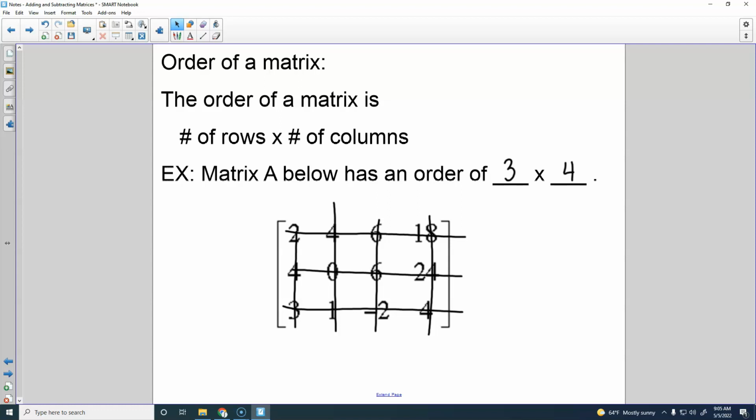Matrices are on the ACT, but they are not in the high school curriculum until you get to pre-cal or Math 4 in North Carolina. They used to be in our curriculum, but they took them out.